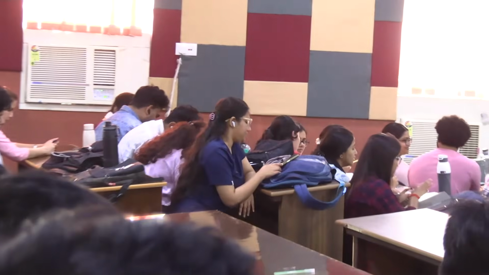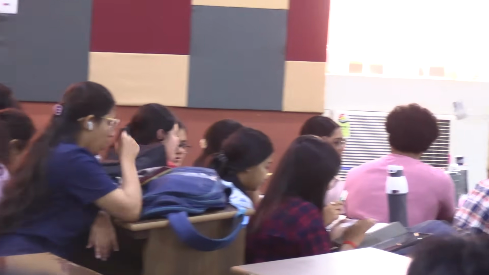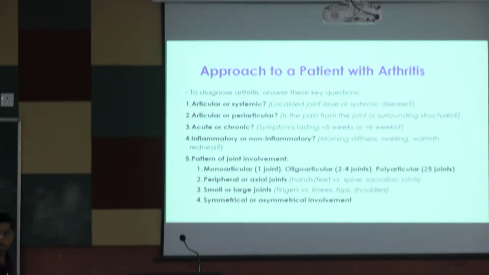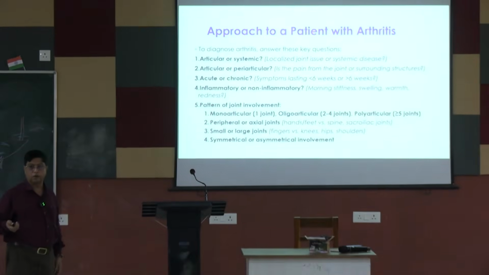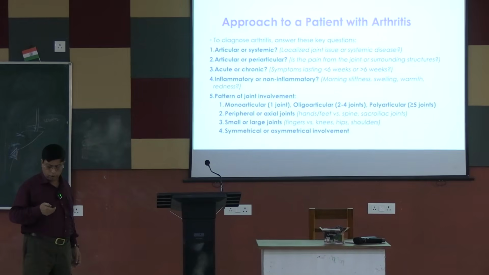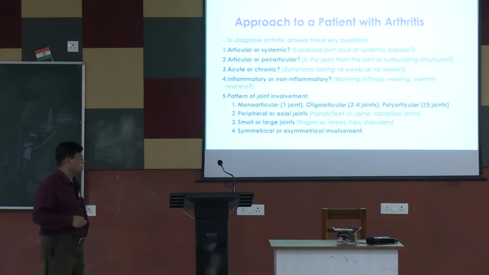It may be peripheral or axial joints. Peripheral joints are the hand and feet joints, and the spine and sacroiliac joints, the vertebral and sacroiliac joints, are the axial joints. Because many diseases have a tendency to affect the spine, when these diseases affect the spine and the sacroiliac joint particularly, we call it spondyloarthritis, or it may be peripheral arthritis.